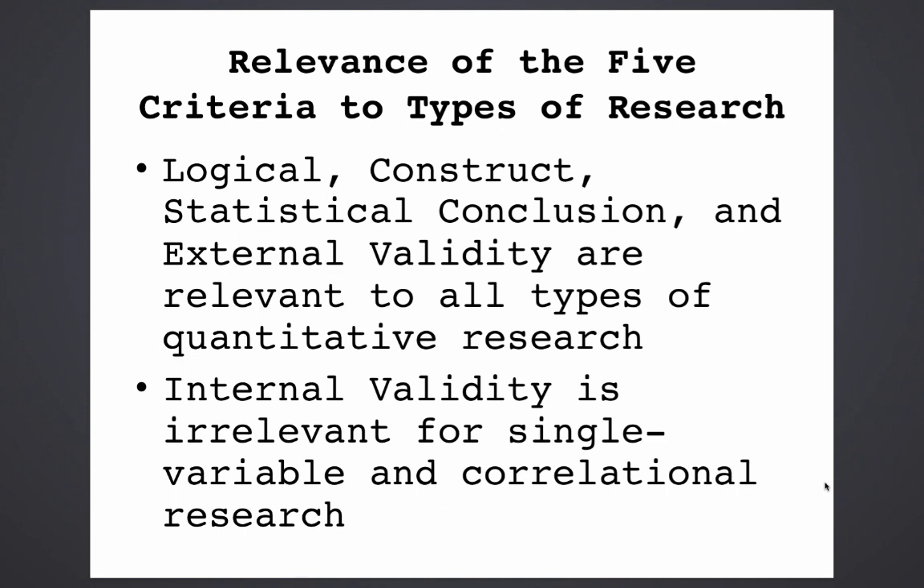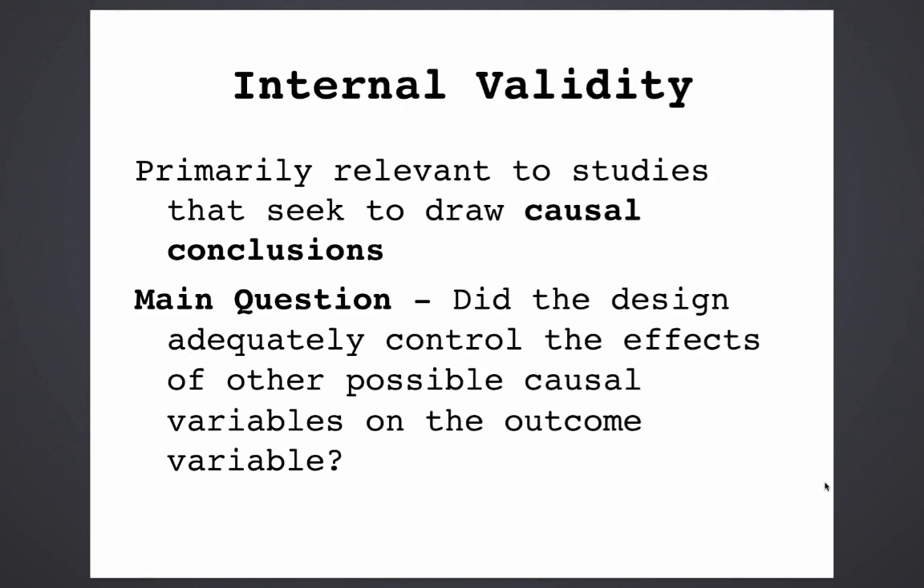So logical, construct, statistical conclusion, and external validity are relevant to all types of quantitative research. Internal validity is not relevant for single variable or correlational research, and that's because in single variable and correlational research, you are not looking for causation, you're not looking for X causes Y, you're just trying to establish either the characteristics of a certain sample or the presence or absence of relationships. So internal validity is primarily relevant to studies that are trying to draw causal conclusions, that X caused Y, the introduction of this treatment led to improvements in outcomes.